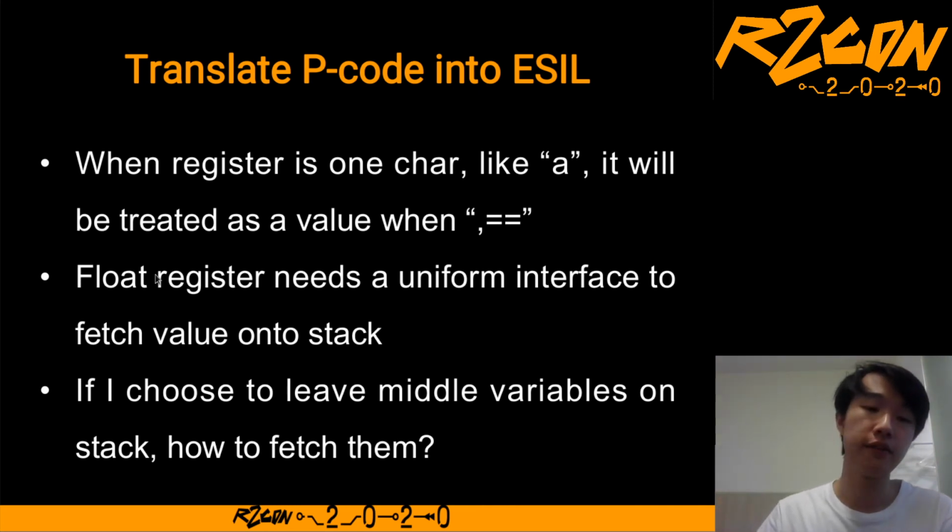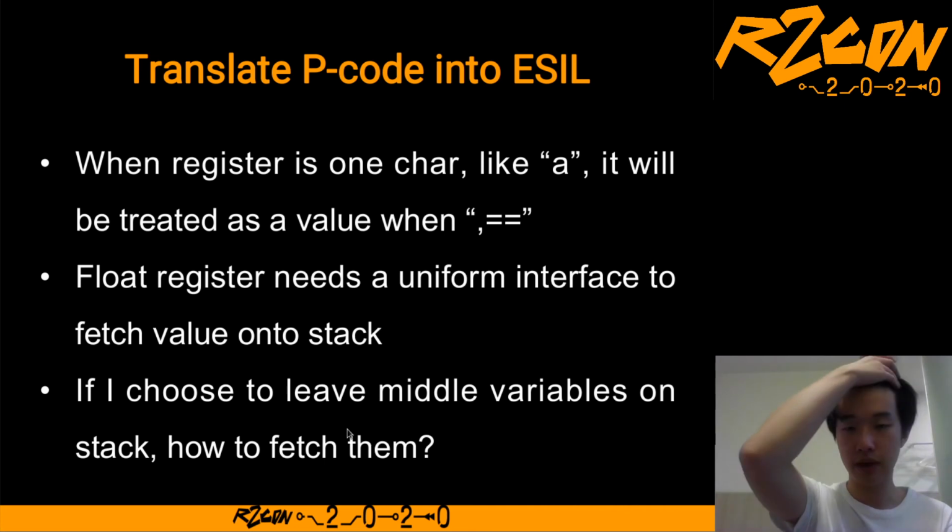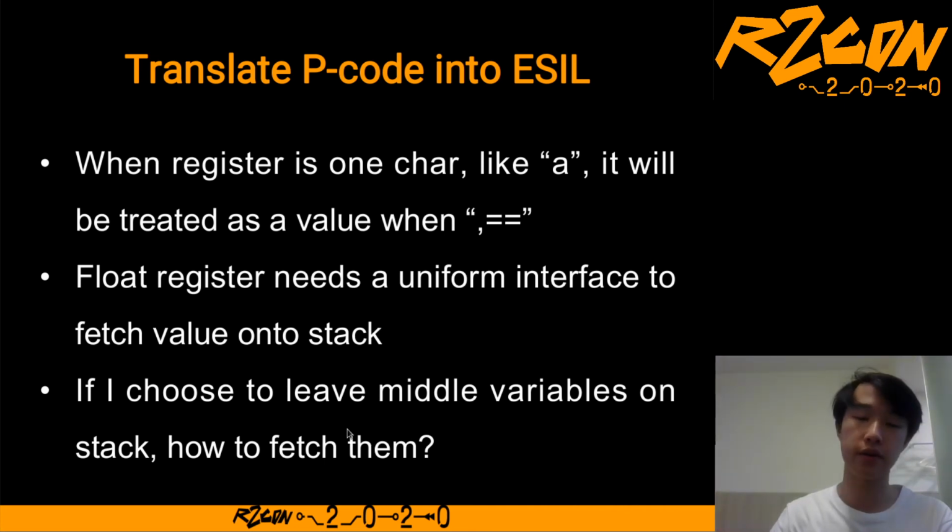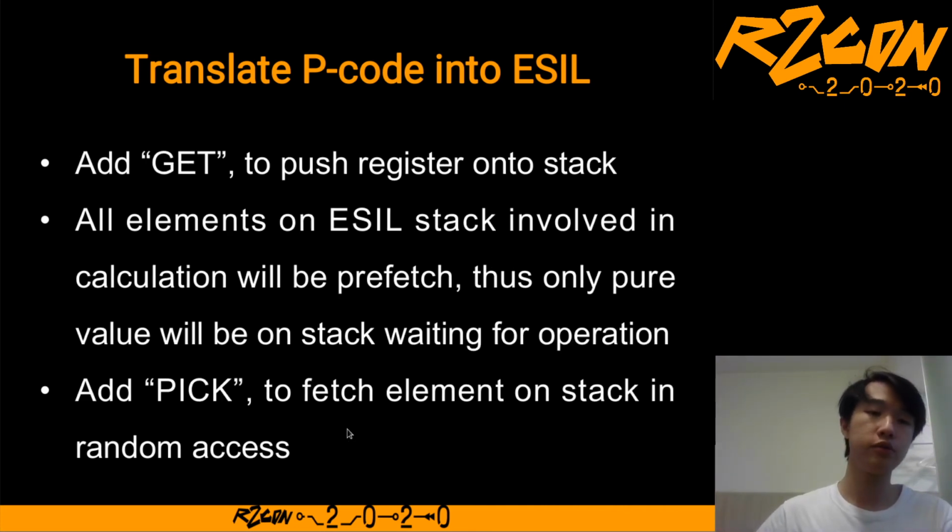Third, if I choose to leave the middle variables on the stack, how do I fetch them? The current version of ESL doesn't have a pick command. There's just a swap, so you can only reach the two stack-top variables. You will have to bypass that and add your own pick. So the solution is here.